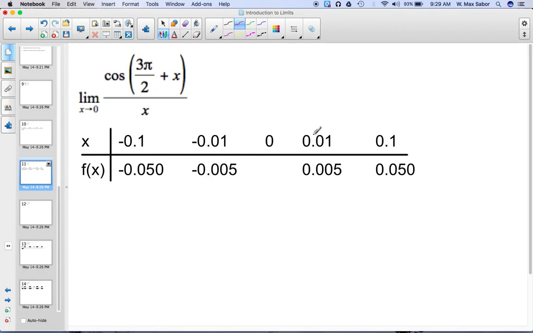So I plugged these numbers in for x. And if I follow this pattern, okay, this is getting closer and closer, this is getting less and less negative, and these are getting less and less positive. So right in between those should be 0. So that's the limit.